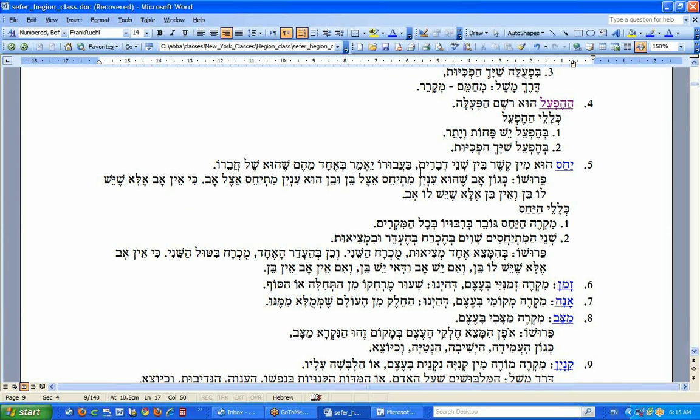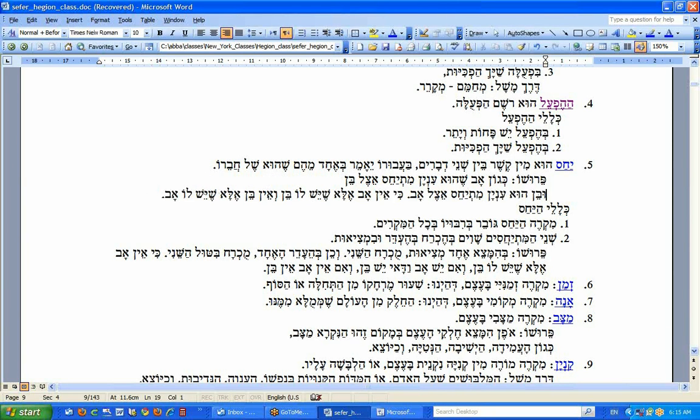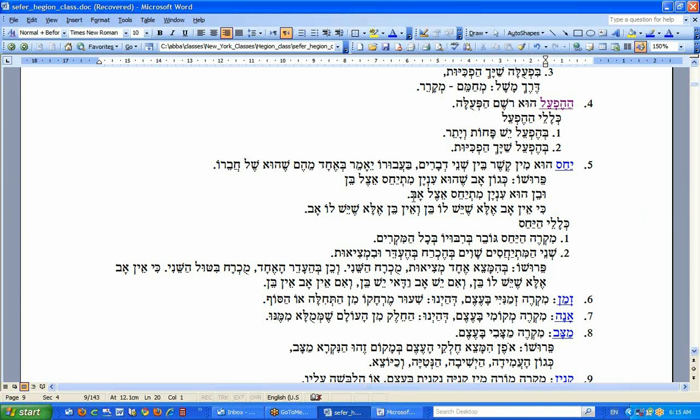Ba'avoro ye'omer be'echad mehem shuhu shel chavaro. Because of this connection, we say one thing is joined to the other thing. Perisho, kagon. Av shehu inyan mityaches esel ben, when the father has a yachas to the son. And of course, the son has a kesher and a relationship to the father. Why? Ki ein av ela sheyesh lo ben, ve'ein ben el yesh lo av.